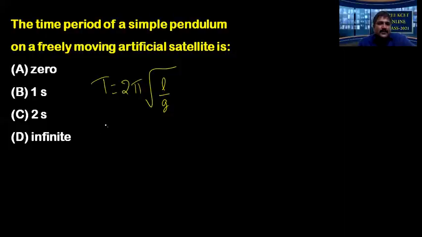So then in that case, when G tends to 0 or G is equal to 0, time period becomes infinity. Time period infinity means the simple pendulum doesn't oscillate. So that means option D is the right choice. Even at the center of Earth also, acceleration due to gravity value is 0 and the simple pendulum doesn't oscillate. That means time period is infinity.